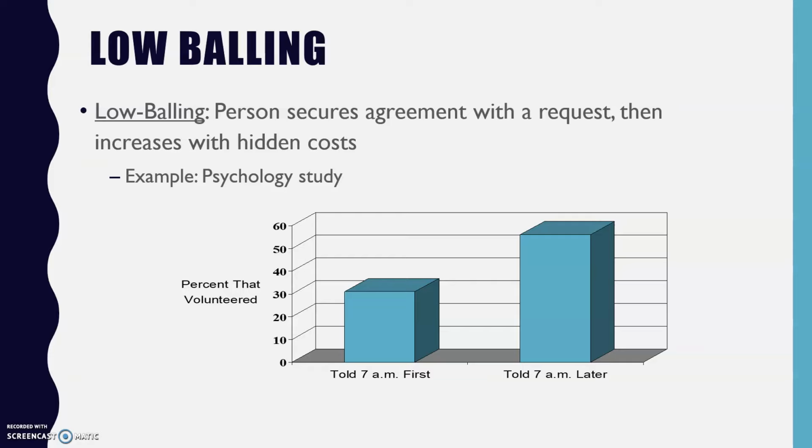So lowballing is a way to get people to do what you want, and then you introduce those hidden costs later on. So make sure you understand foot in the door, door in the face, that's not all, and the lowballing technique. You might be asked something about them on your next test.